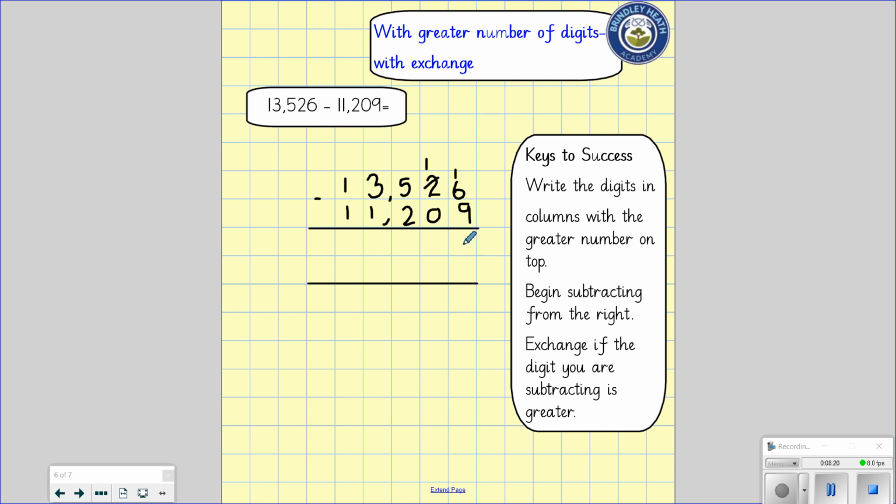16 take away 9 equals 7. 1 take away 0 equals 1. 5 take away 2 equals 3. And 3 take away 1 equals 2. And I've got to remember to bring that comma down. And 1 take away 1 equals 0. So the answer to this calculation is 2,317. And as we become more familiar with that, we would increase the number of exchanges. Hope that helps. Happy subtracting!